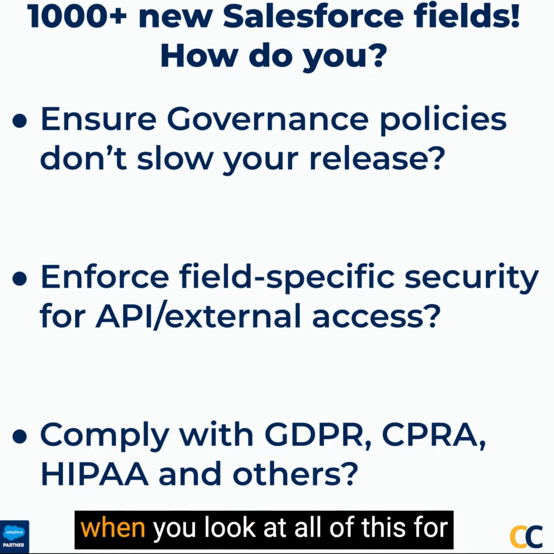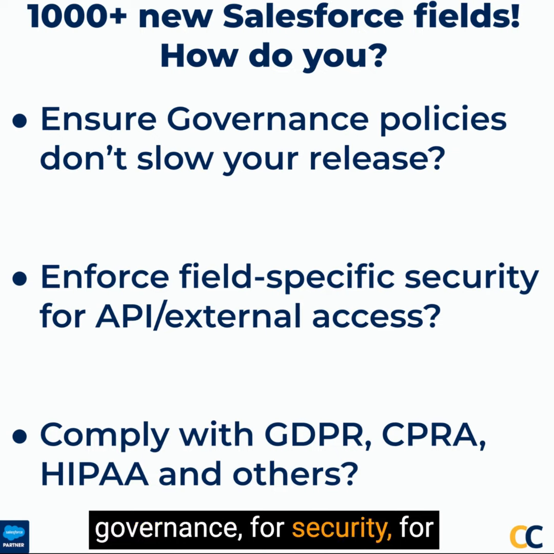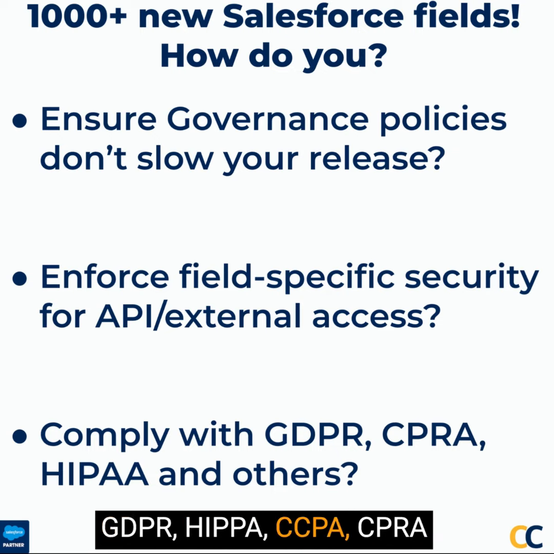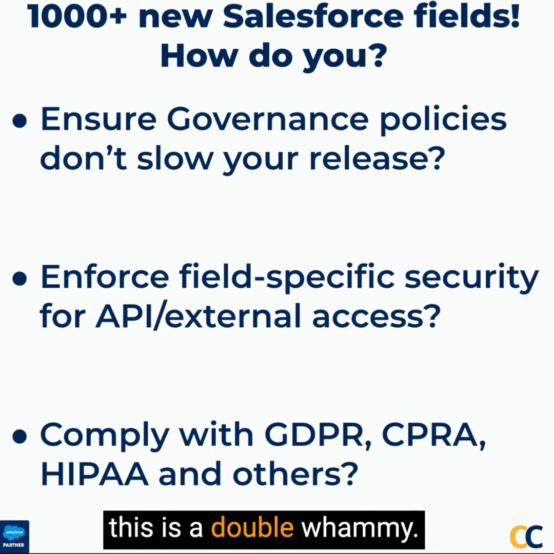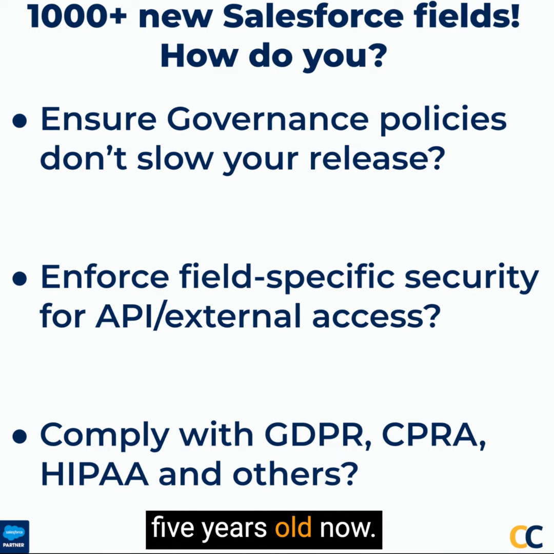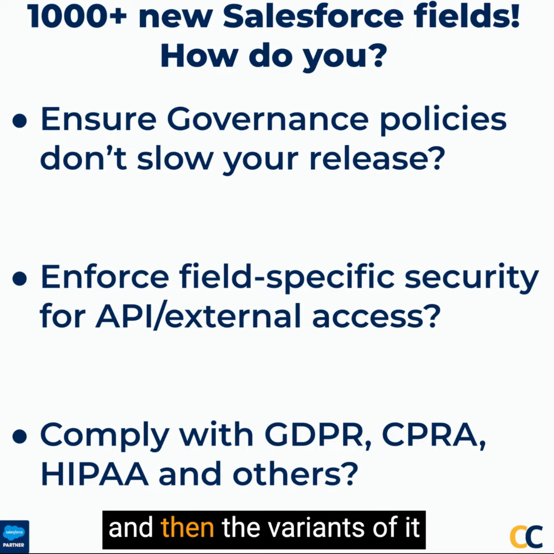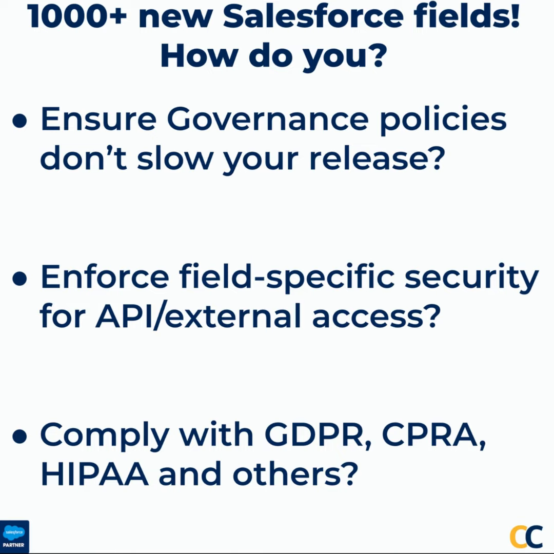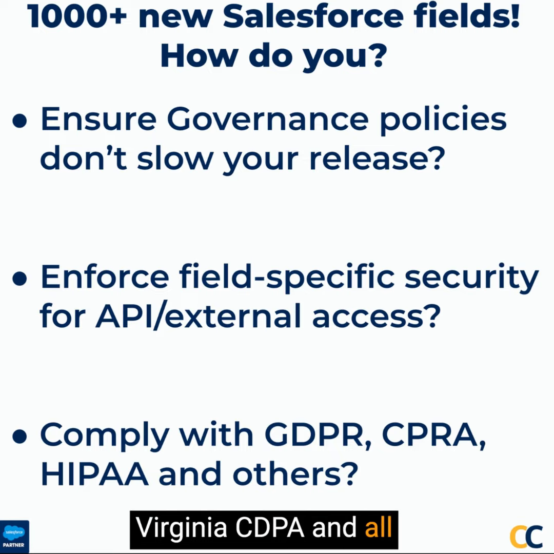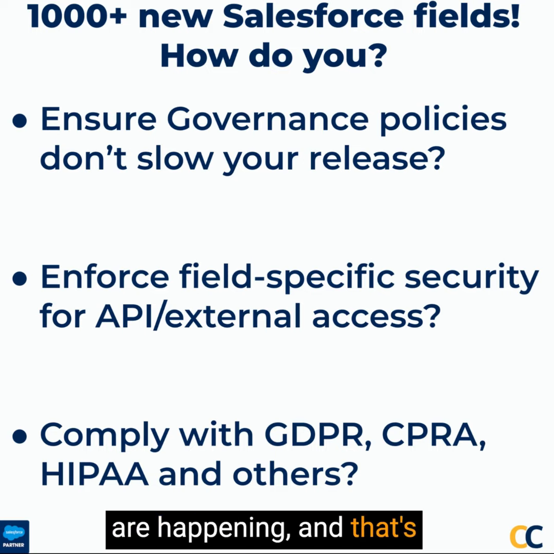And that is a challenge when you look at all of this for governance, for security, for GDPR, HIPAA, CCPA, CPRA. This is a double whammy. Your regulations are changing. Your data governance scope has significantly increased. GDPR is about 5 years old now, and that is one of the newer, toughest global regulations. And then there are the variants of it here in the US at the state level: California CPRA, Virginia CDPA, and all the other states that are coming up with their own. Here in Illinois, we already have a biometric law. So a lot of these things are happening, and that's on the regulatory side.